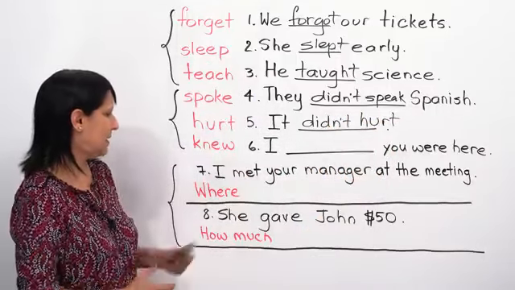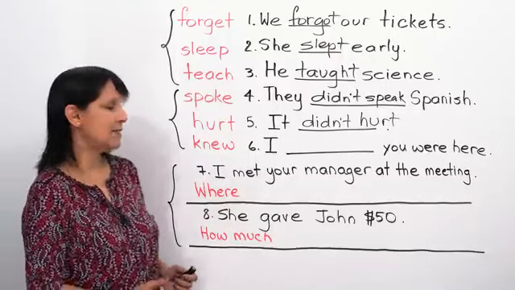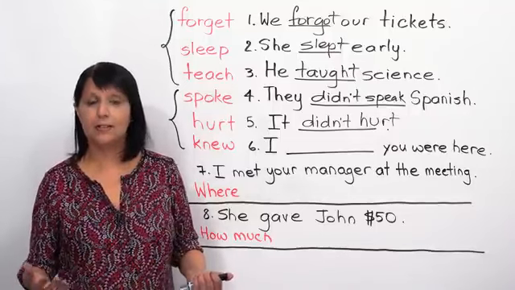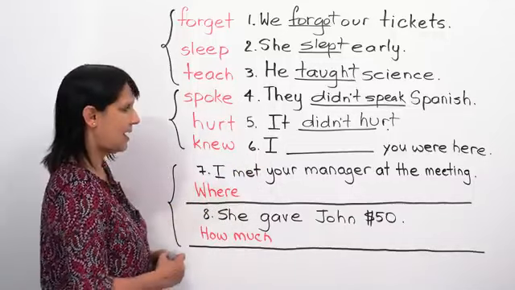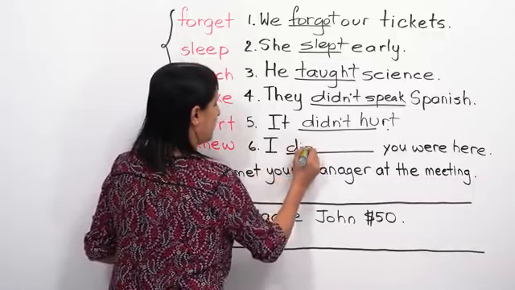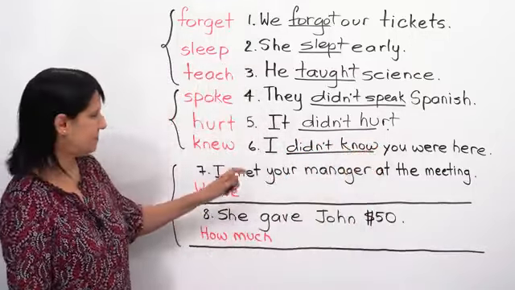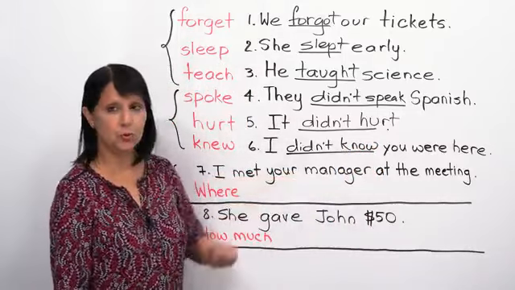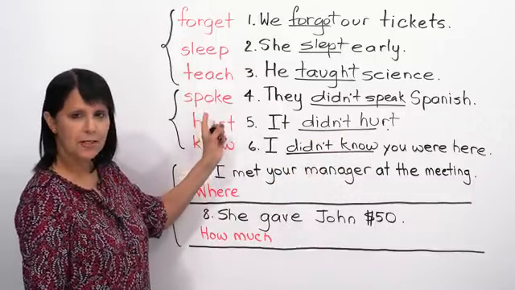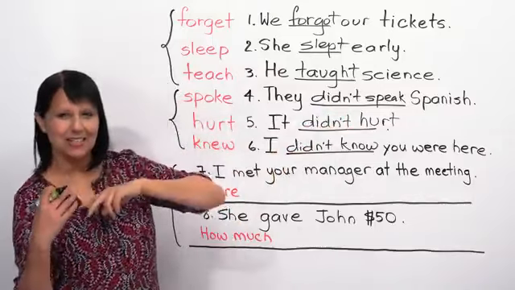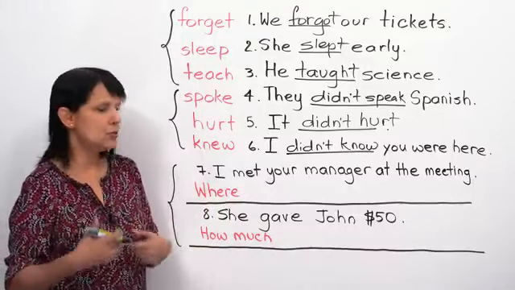Okay, good. The past tense of the verb, knew. Knew is the past tense of which verb? Know. Okay? Know. So, how do we make this a negative sentence? I didn't know you were here. I knew you were here. I didn't know you were here. It hurt. It didn't hurt. They spoke Spanish. They didn't speak Spanish. Okay? You have to feel the rhythm, hear the rhythm, say it aloud lots of times, and it will help you to remember the rules.